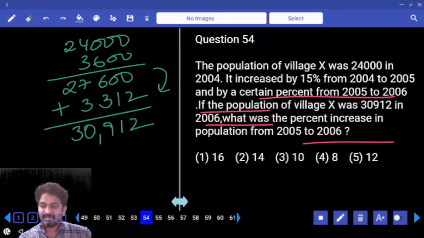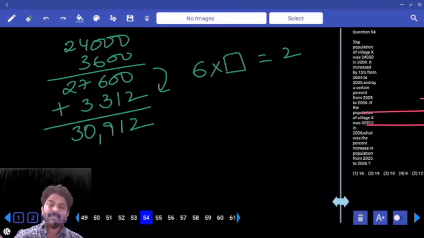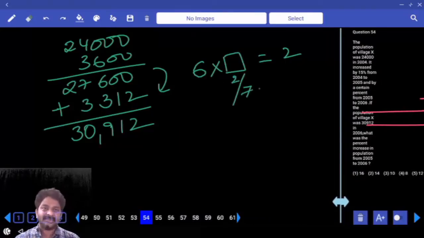How many such options are there? This value must end with either 2 or 7. So the answer must end with 2 or 7. That's all.